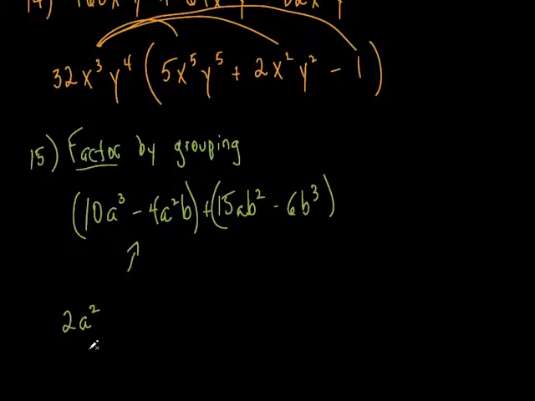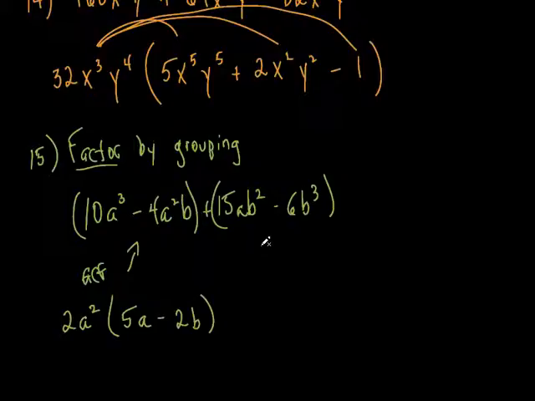Factor out 2a squared. How do you figure out what's left over? You divide, just like we did before. 10a cubed divided by 2a squared. Well, 10 divided by 2 is 5. A cubed divided by a squared is a. Minus 4 divided by 2 is 2. A squared divided by a squared is 1, but then you have a b, so you have to put a b right there. So that's the greatest common factor. That's all we did. We found the greatest common factor of this group of terms.